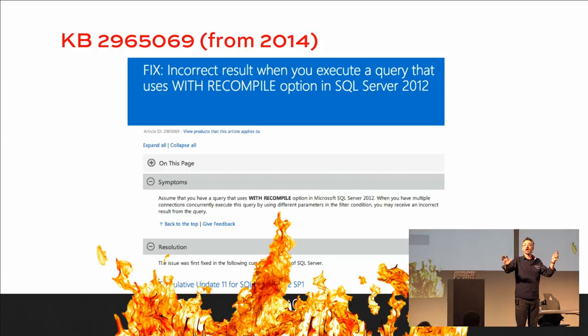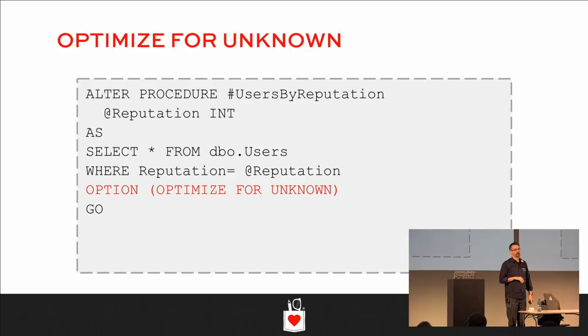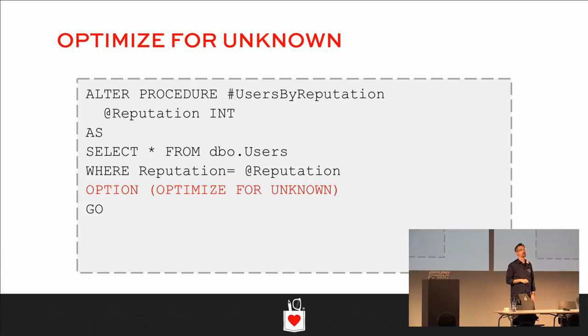I'm okay with option recompile when it's not used too often, but I may not want to use it around, say, healthcare data or personally identifiable data, where it would be very bad if Mary saw Bob's healthcare results. So I'm going to move on to the next option. The next option is to slap on an optimize for unknown hint in the query.